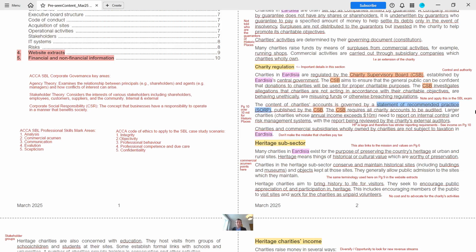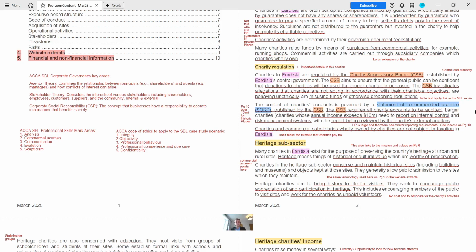And so the CSB investigates allegations that the charities are not acting in accordance with their charitable objectives. And this is where the ethical side comes into it, as to making sure that charities are behaving well, making sure they are not behaving unethically, to use the words in the preceding notes. They're not misusing funds or breaching any regulations. Those are three different areas that could be thrown in with an ethics question potentially.